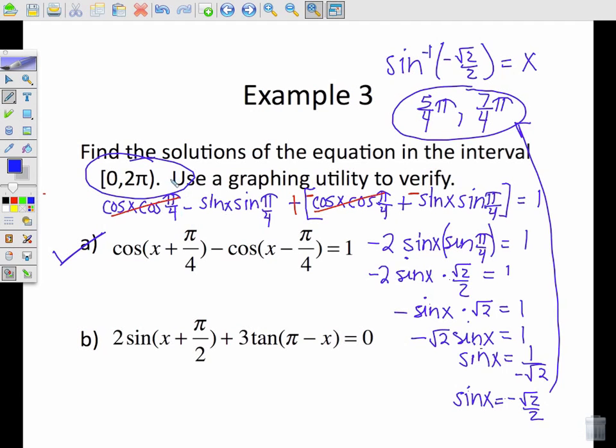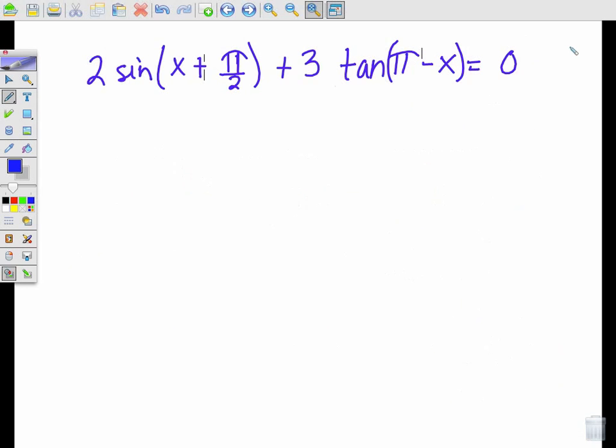All right, looking at my next equation, I'm going to go ahead and copy this to another page so that we can solve this.